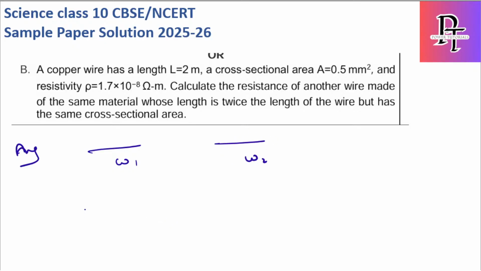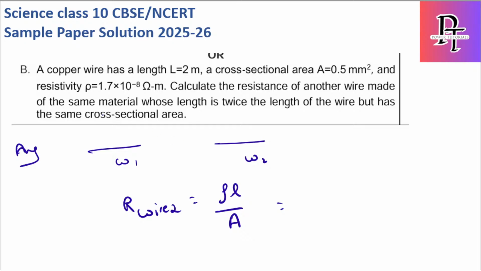Okay, so I can find the resistance of wire 2 directly. What is the resistance if these parameters are provided? The formula is rho L by A, where rho is the resistivity, L is the length of the wire, and A is the cross-section area of the wire.